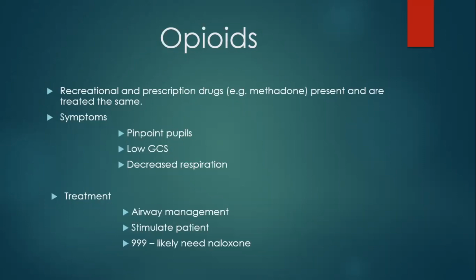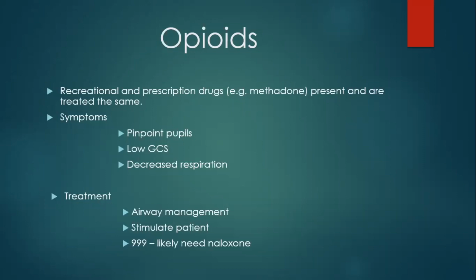So your initial treatment is airway management. These people have got no airway reflexes. If they vomit, they're going to aspirate. So get them onto their side. Stimulate the patient, give them a good hard shake. That might wake them up and they may start breathing again. They may stop breathing again, back down to 6. 10 seconds later, you're just going to have to keep repeating it.